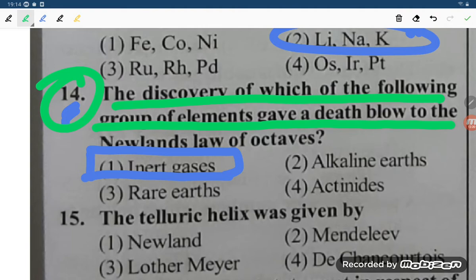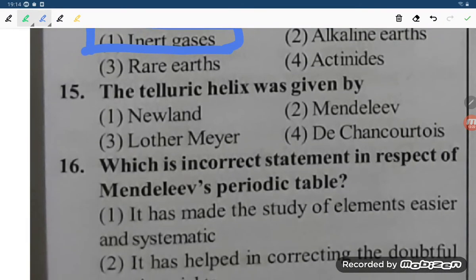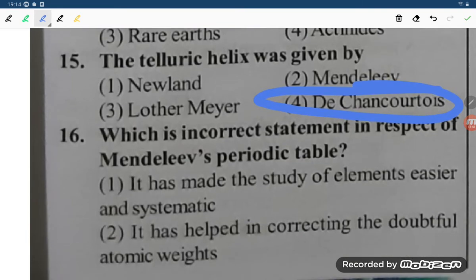Next, question number 15. The telluric helix was given by whom? This was given by de Chancourtois. He was the person who gave the telluric helix model.